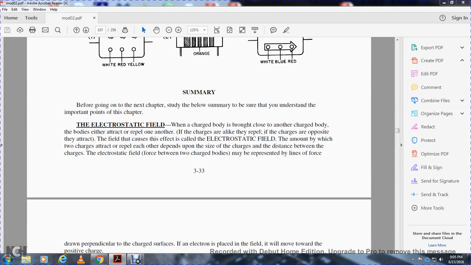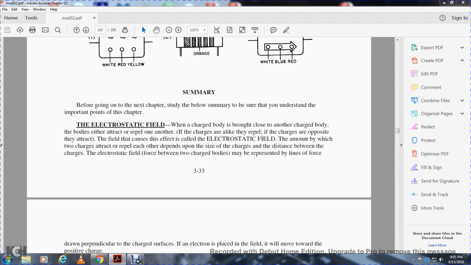Alright, Chapter 3 Summary. Before going to the next chapter, let's be sure that you understand the important points of the chapter. Electrostatic field. When a charged body is brought close to another charged body, the bodies either attract or repel one another. Like charges repel, and opposite charges attract.